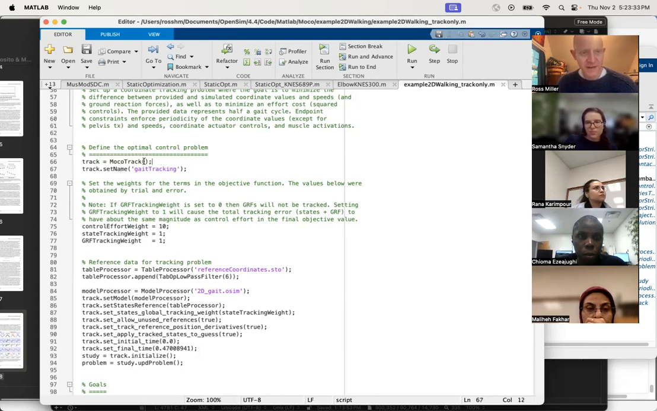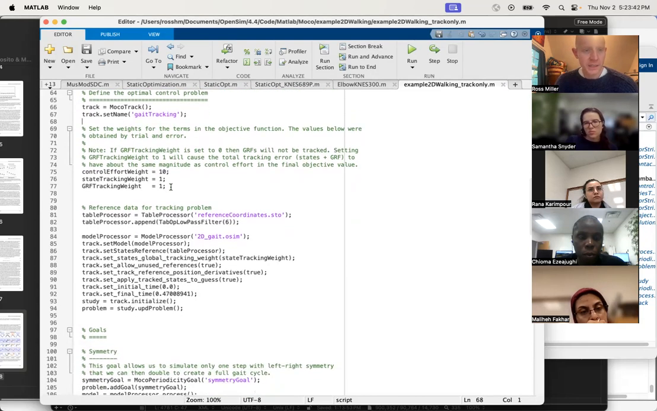So they start by just defining that Moco track problem, and then they set a name for it that'll be used for labeling and stuff later on. And then down here, he's setting some weights for terms that he's going to put into his cost function a little bit later.